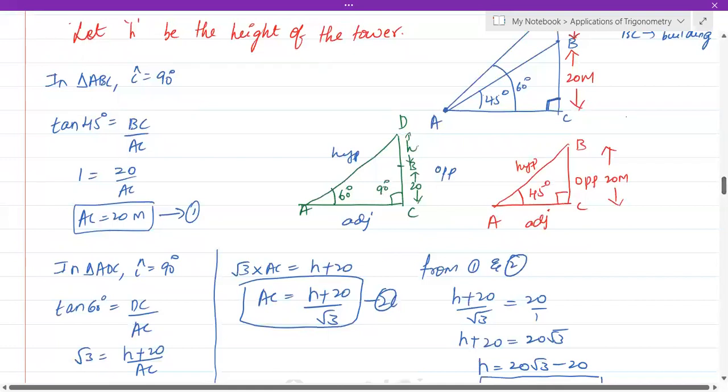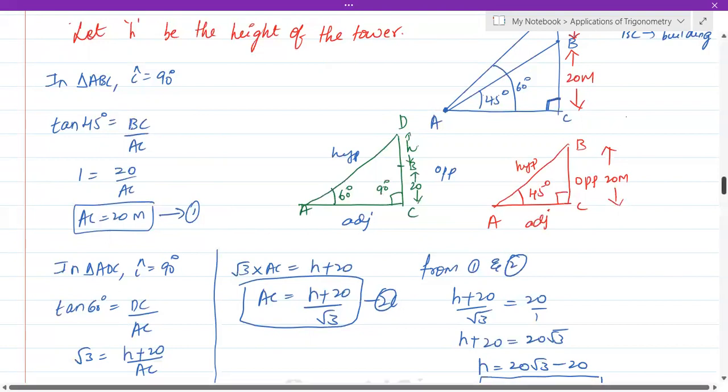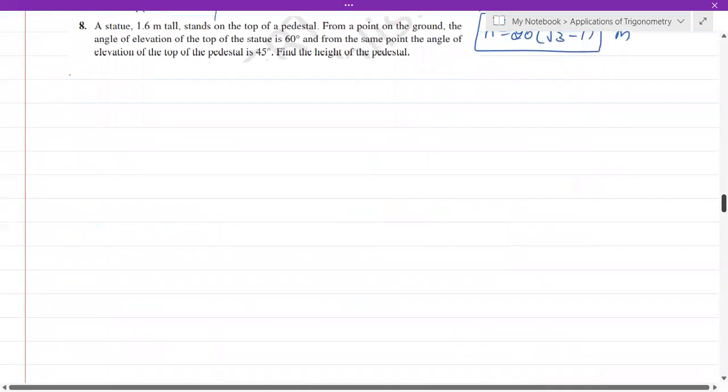This is the procedure that we're going to do in most of the problems. Whenever we have two right angle triangles with a common side, we're going to find that common side in both the cases using tan itself. Once we get the common side equated, you will get the answer. Let's get into the next question.